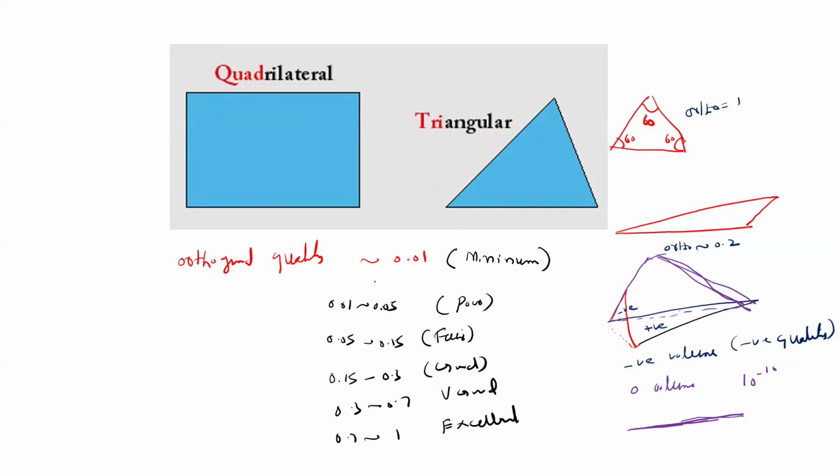And these are the value ranges for the orthogonal quality. So what I'm trying to do is at least have 0.01. My target is that I should at least have 0.05, and my prayer will be that I should be able to achieve 0.15. So in between, this is my minimum target. Okay, this is my minimum target. This is my lower range, and this is the upper range of my minimum quality requirements.